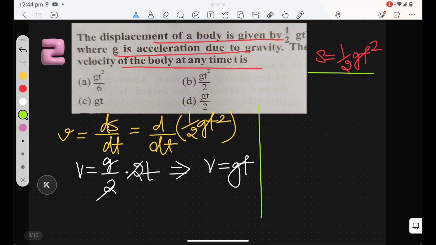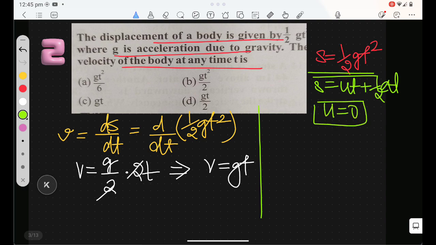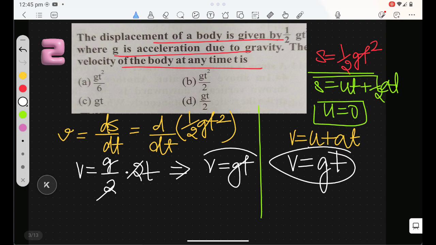Now this looks similar to the second equation of motion. So from here, s is equal to ut plus half at square. If you compare, you will get u is 0 in this case. So for velocity at any particular point of time, I can use v is equal to u plus at. A is g only, so v is equal to initial velocity 0, so acceleration is g only, gt. So from both the things I am getting the same answer. So you can use calculus or the equations of motion, it's on you. So C is the correct answer.